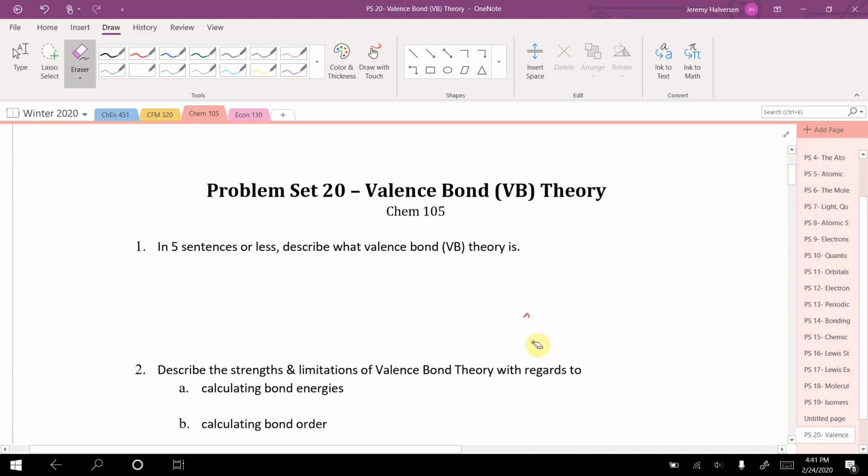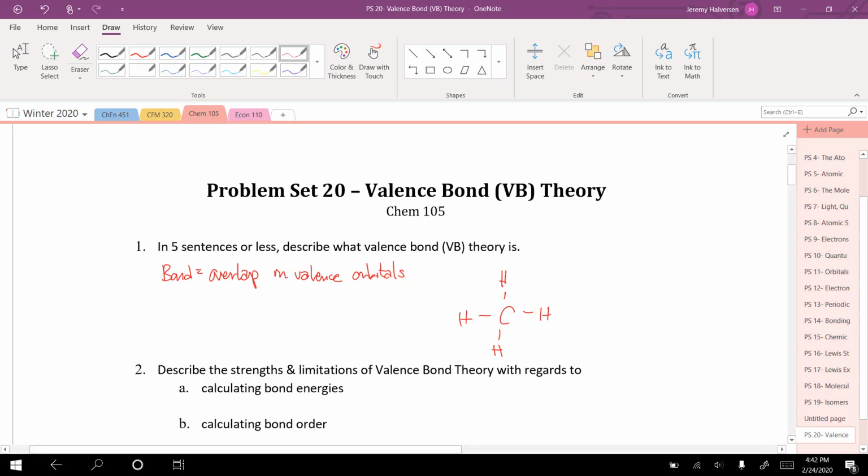And so valence bond theory says a bond is equivalent to an overlap in orbitals. I should say in valence orbitals. In other words, we've got C with 4 hydrogens. Valence bond theory says this line right here means that carbon has an orbital that's overlapping with hydrogen's orbital. And that is a bond.